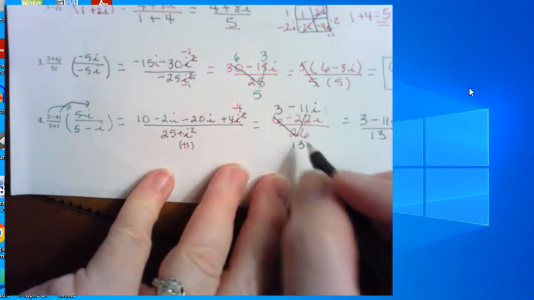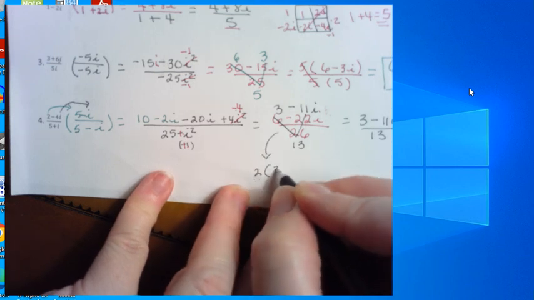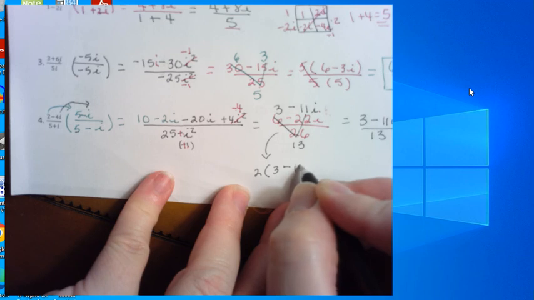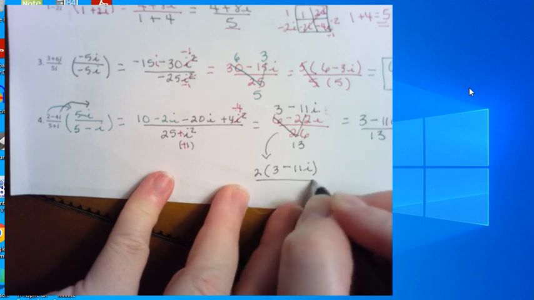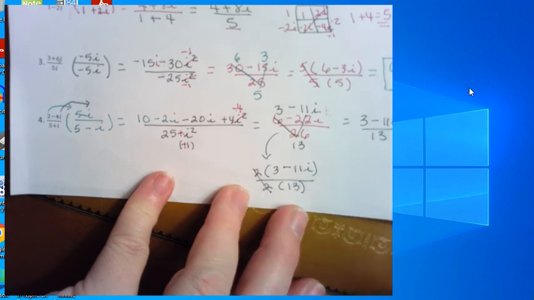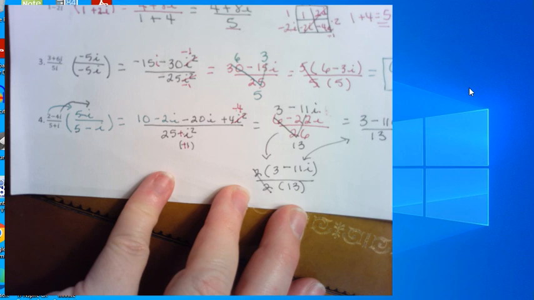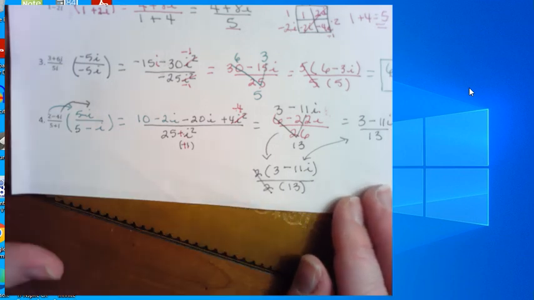If you prefer to factor out a 2, you could have gone 2 times 3 minus 11i over 2 times 13 will give you 26. Those cancel. See? Same answer. All right. I hope that's helpful.